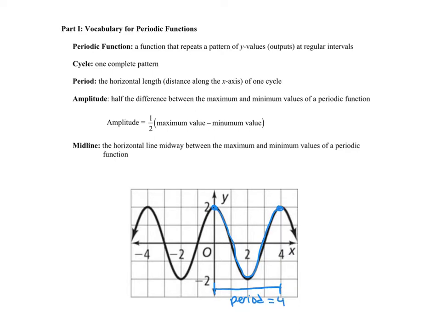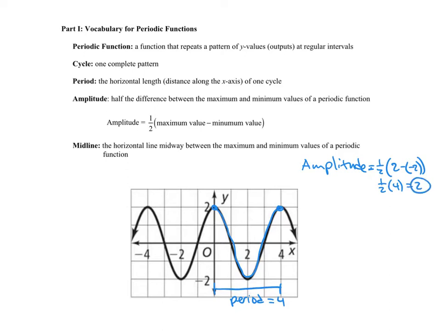The amplitude is half the distance between the maximum and minimum values of a periodic function. So in this case, the amplitude would be 1/2 of the maximum value, which is 2. That's our maximum y value, minus our minimum y value, which is -2, and that's 1/2 of 4, which is 2.